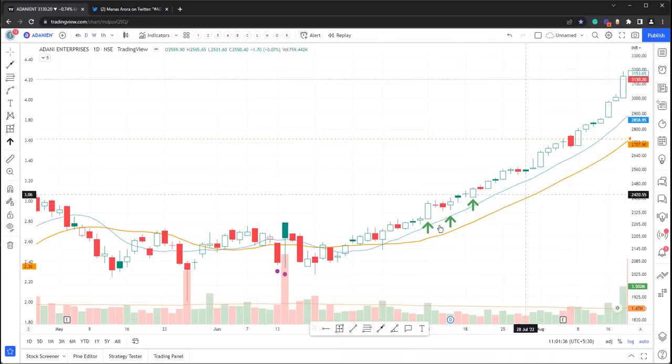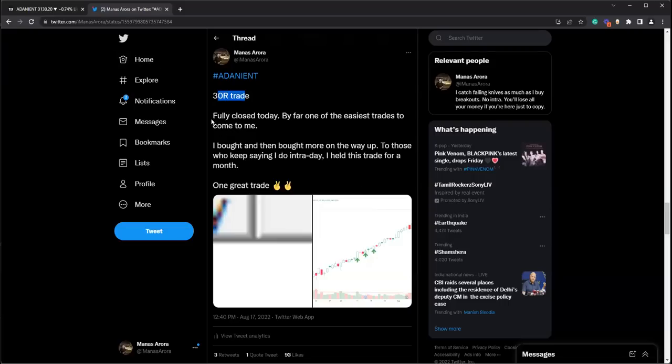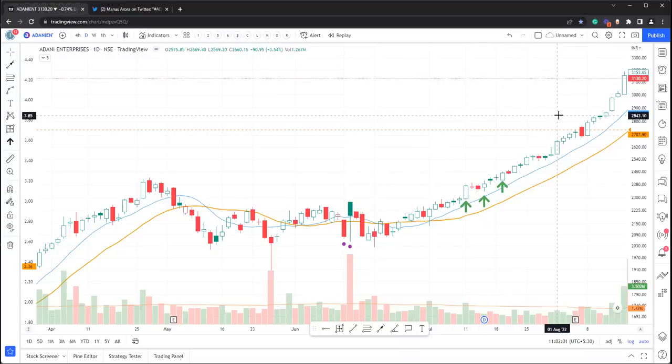So this is how I rode this stock, just by trailing, placing my stop under this line. Not every stock will respect this line. This was respecting it, so I decided that I will just place my stop here. And it was one of my easiest trades. Like I mentioned also, by far one of the easiest trades to come to me. Why easy? Because it just kept going up and never hit my stop. Just went up. And with a 1% stop, you can do the math.